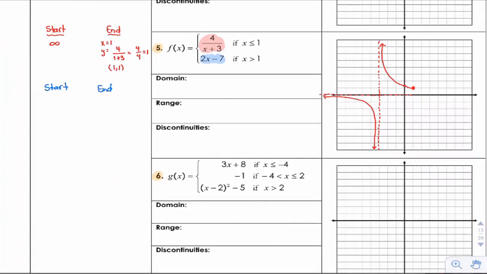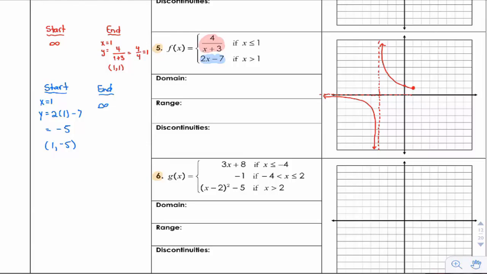So start and end. On this one, our starting point is going to be an actual point because we start at 1. So I'm going to plug in 1 and figure out what y is. So that's going to be 2 times 1 minus 7. 2 minus 7 is negative 5. So I have a point at 1, negative 5. Now as I go to the right, it's going to go to the right forever, so I'll just put infinity there and we'll be good.